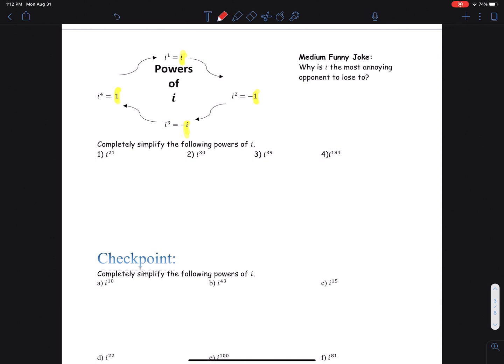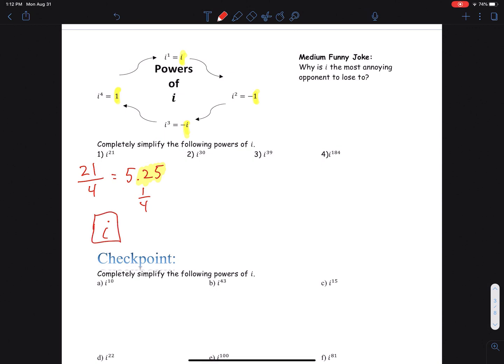Oh. So, completely simplify the following: i to the 21st. So I'm just going to take the exponent. I'm going to use what we have been doing. I'm going to divide it by 4. And what do you get? You should get 5.25. That 0.25 shows us it's 1/4. So we have a remainder of 1. So this would just be i.